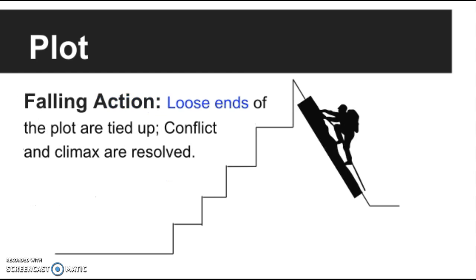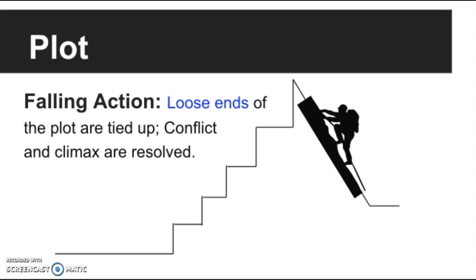After the conflict, we have falling action, and that is where the loose ends of the plot are tied up and the conflict and climax are resolved. Now, a note on falling action. Some stories don't have falling action. Sometimes it goes right from the climax to the resolution. Okay, there's not a lot there. So falling action can be sort of optional as authors.